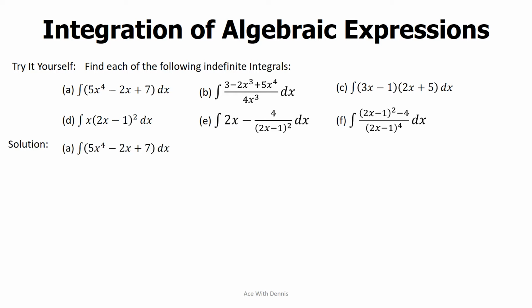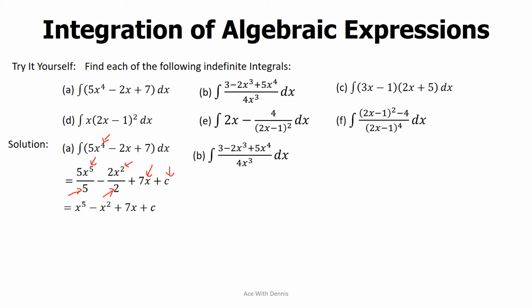Okay, here is the solution. For A, integration of 5x to the power 4 minus 2x plus 7 dx. So we can integrate separately. Integrate 5x power 4. So power 4 plus 1, we get power 5. And over power plus 1. So over 5. Minus 2x, power 1 plus 1 is squared. Then over 2. Integration of constant 7, then we get 7x. Then followed by plus a c. Okay, after that, simplify. We get x power 5 minus x squared plus 7x plus c.